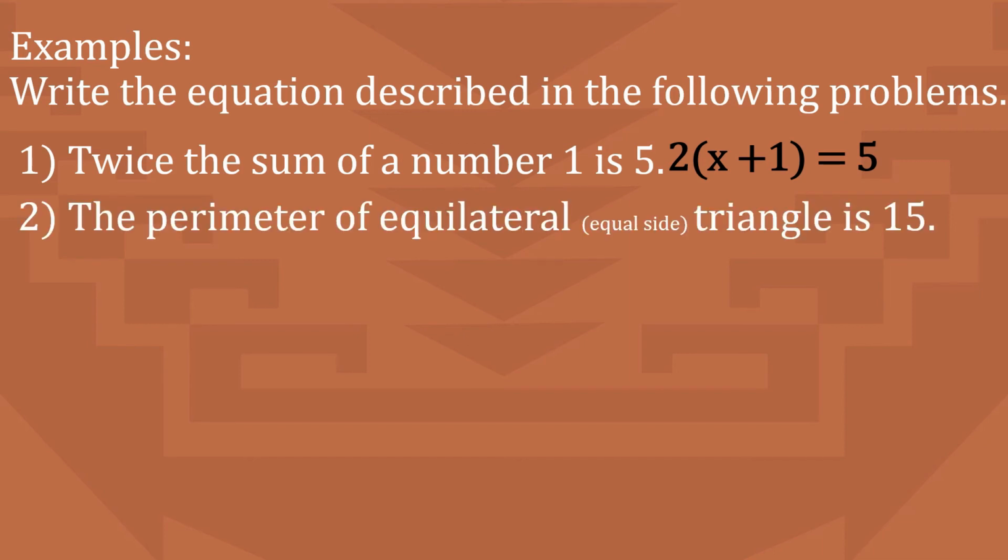Number 2: the perimeter of an equilateral triangle is 15. The correct answer: 3x equals 15.